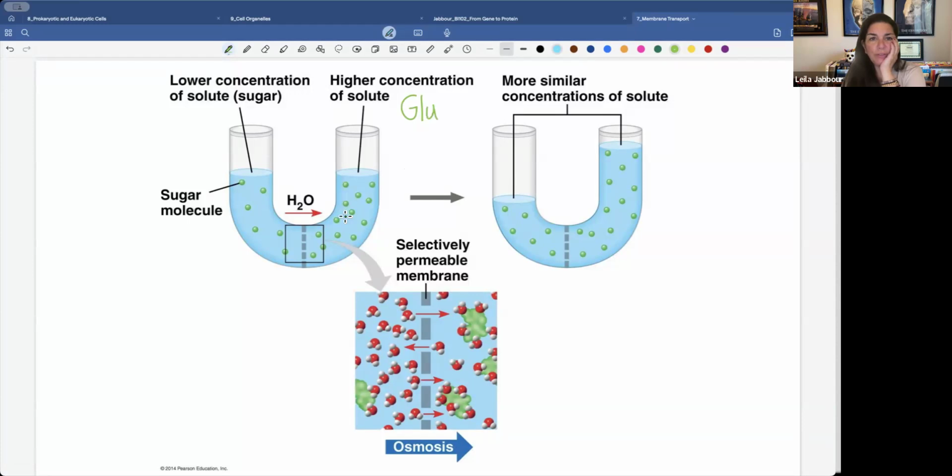1, 2, 3, 4, 5, 6, 7, 8, 9, 10, 11, 12, 13. We have 13 little green dots on this side. This is your artificial membrane. And on the other side, we have 1, 2, 3, 4, 5, 6 sugar molecules. So we actually have sugar on both sides. Well, where's the side with more sugar molecules? It would be here on the right side. So this side has a higher concentration of the solute. The solute here happens to be glucose. So there is glucose on the other side, but it just happens to be more concentrated on the right side.